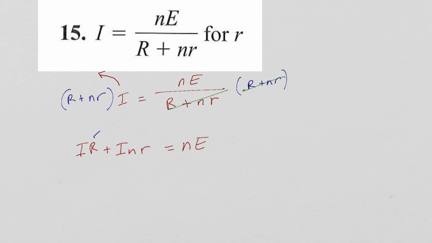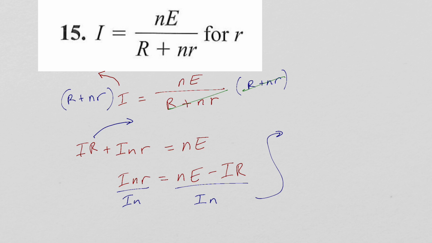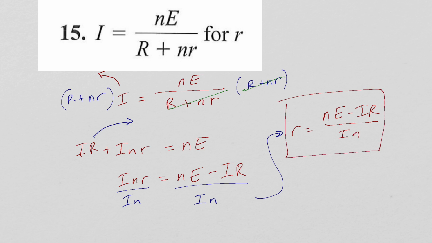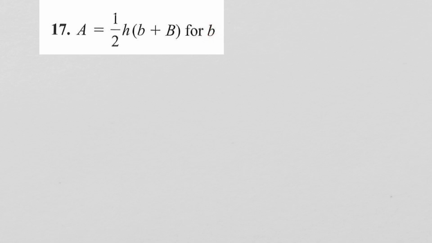Now, we're after R, so we're after this term. So I'm going to move this term over to the other side, and it's an addition/subtraction, so it's just going to flip signs when I do that. So I'll have INR is equal to NE minus IR. And finally, I'm after this R, so I've got to divide away the IN. So I divide it on both sides, and I'll write my answer up here. So R is going to be equal to NE minus IR all over IN. And that's it.